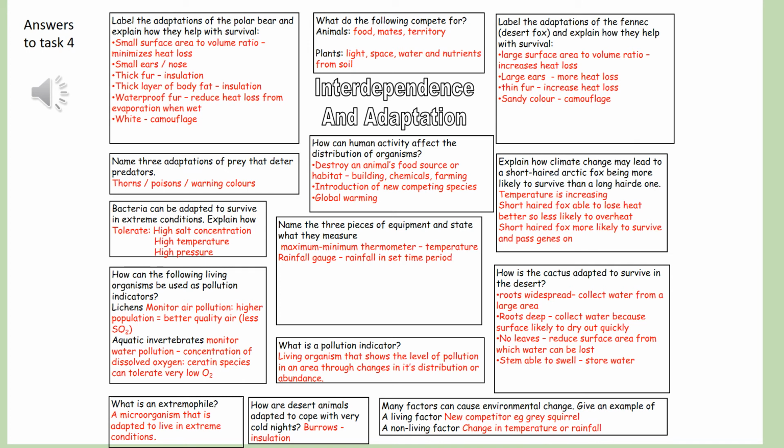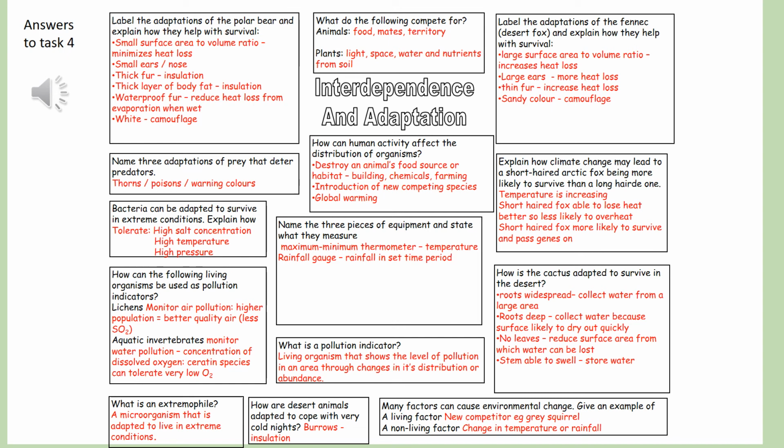How can the following living organisms be used as pollution indicators? Lichens, they monitor air pollution. The higher the population, the better quality air, so less sulfur dioxide. Aquatic invertebrates monitor water pollution. Concentrations of dissolved oxygen, and certain species can tolerate very low oxygen.